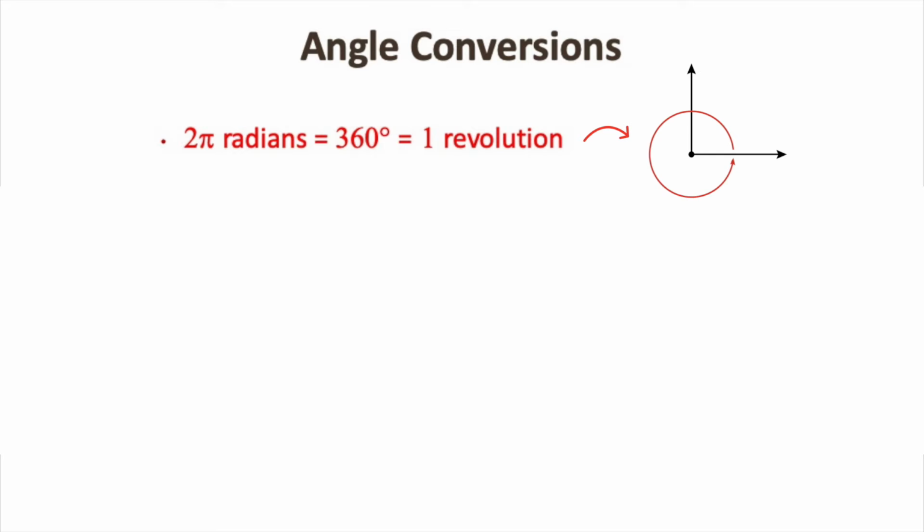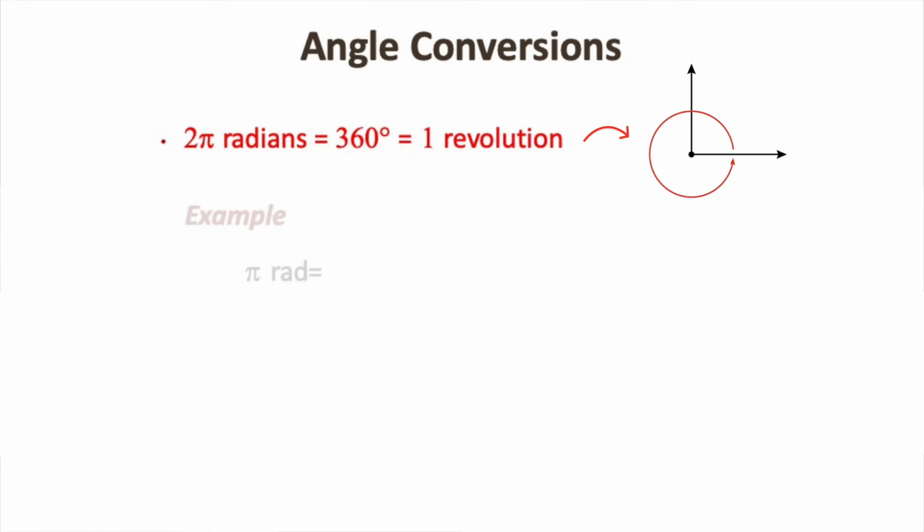Angles can be measured in radians, degrees, or revolutions, and you should be able to convert from one unit to another. To do that, you will need to remember these conversion factors. That is, 2 pi radians is equal to 360 degrees, and that is equal to 1 revolution.